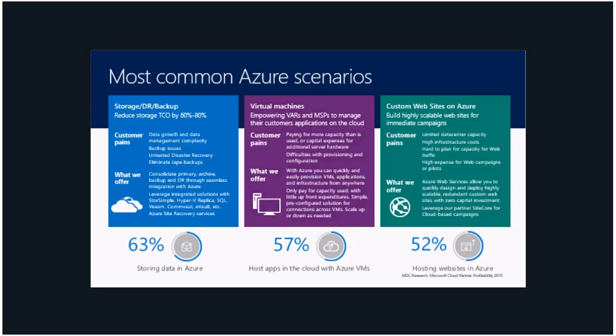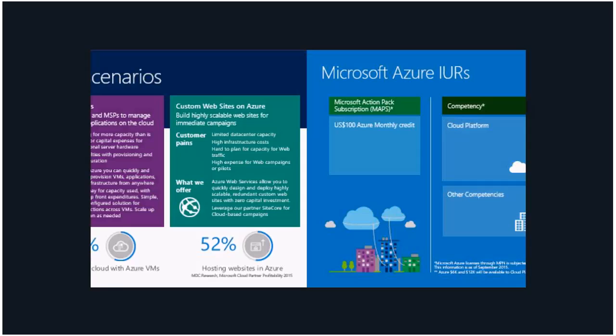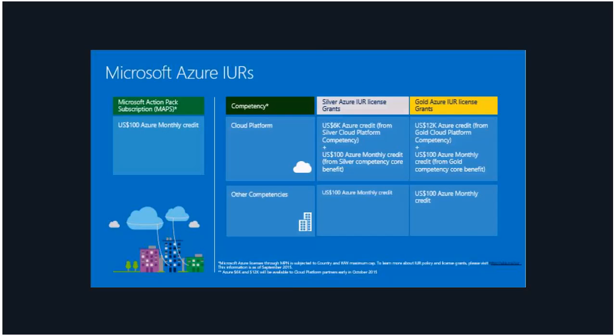So again, these are the common scenarios that you can use Azure for, and you can play around with Azure by activating your internal use license. Now, what Azure internal use rights do you get based on your membership? So for Action Pack subscription, you get $100 Azure monthly credit. So every month you get $100 credit to use Azure.